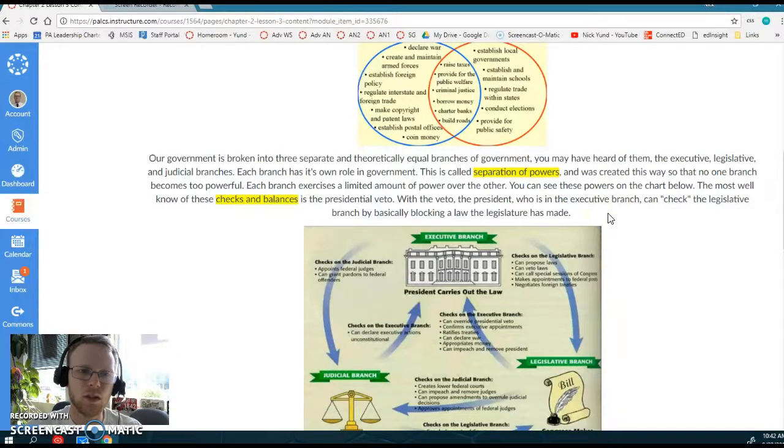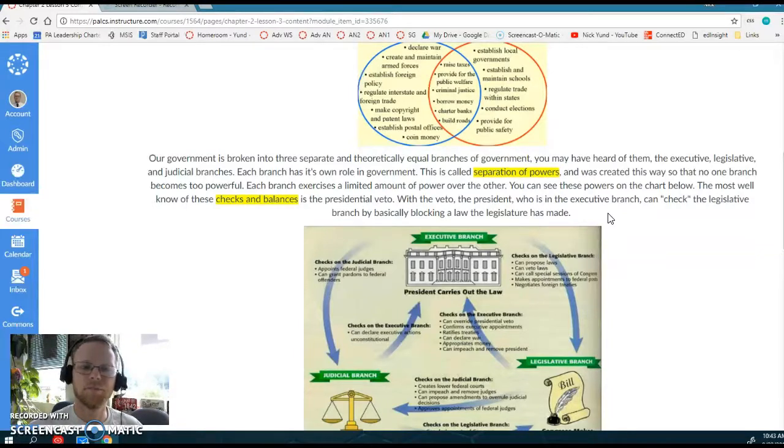When you get down to our government, the federal government, it's broken into three separate and theoretically equal branches of government. You may have heard of them. They're called the executive, legislative, and judicial branches. Each branch has its own role in government, and this is called a separation of powers. It was created in this way so that no one branch becomes too powerful. So the executive branch, being the president, can't run the country by him or herself, nor can the Congress or the court system. They're all equal.